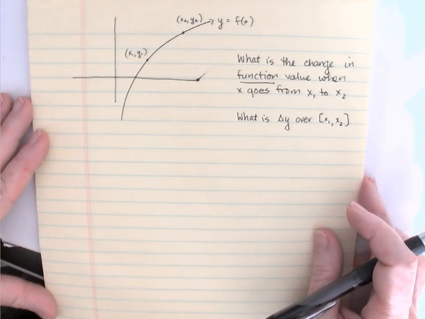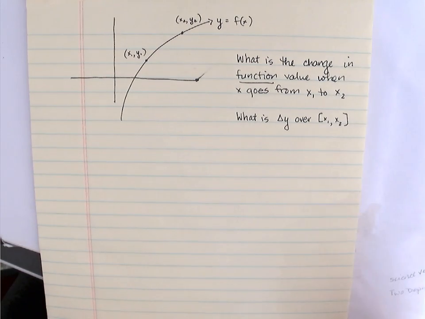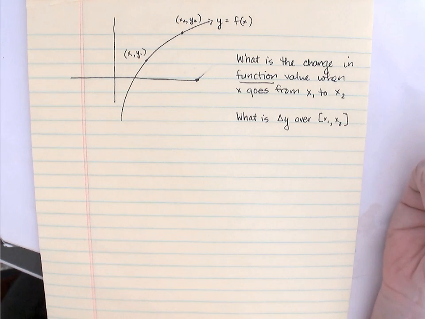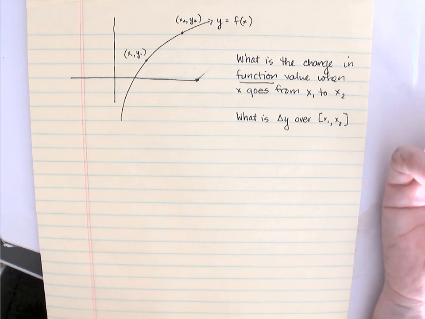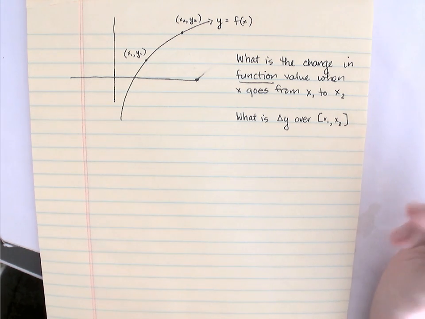I'm going to give a little background to something that we had talked about yesterday. We had talked about local linearity, and we had talked about linear approximation and using the equation of a tangent line to approximate values of a function. And here's something else that we can talk about.